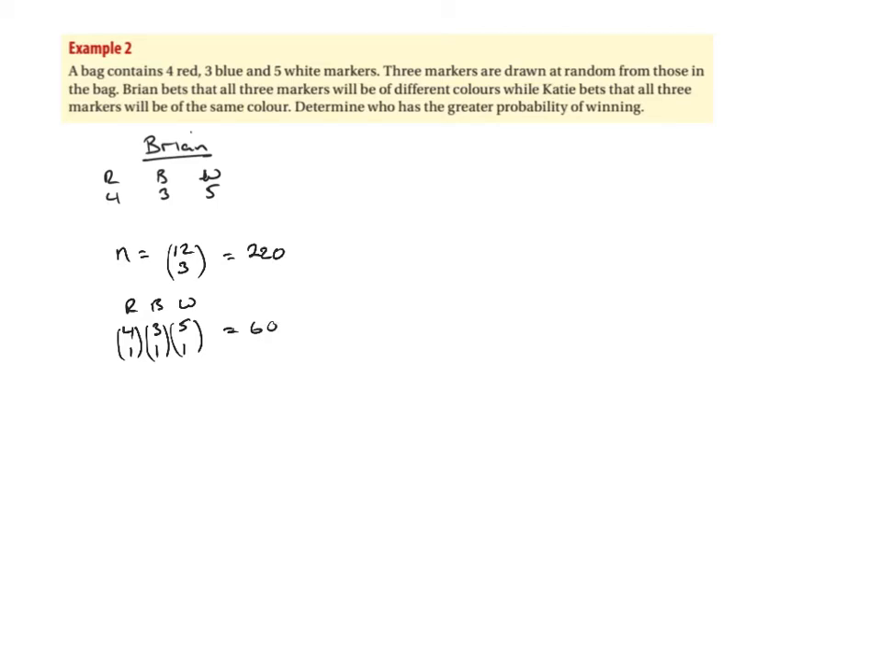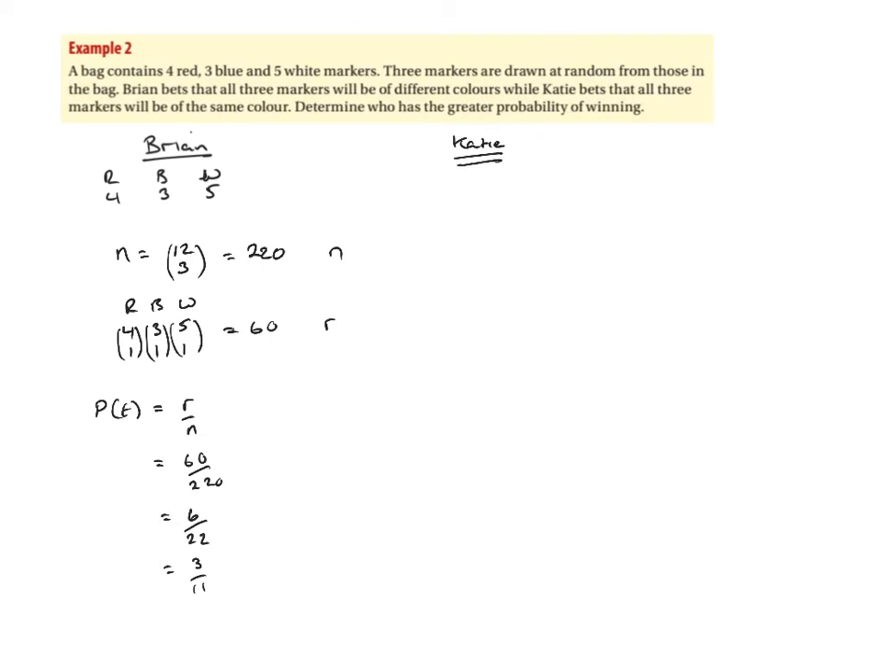Now the probability of this event happening is equal to, remember this is our n, this is our r, and it's r over n, which is equal to, in this particular case, 60 over 220. If you simplify that, guys, you should be able to take the zeros off, so 6 over 22, and then you can divide everything by 2 to get 3 over 11. So the probability of there being 3 markers of different colours is 3 out of 11. Okay, let's have a look at Katie.